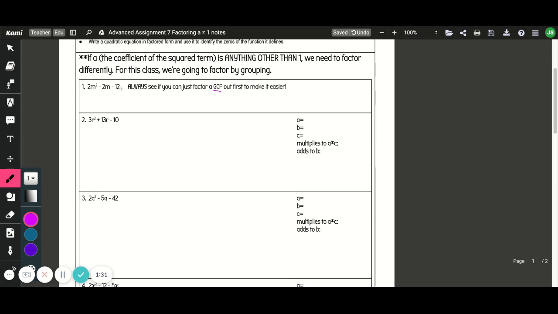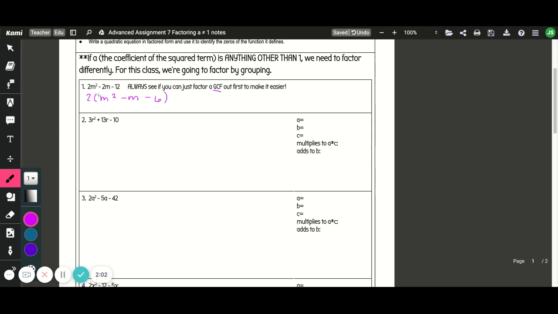So you can see in this one, these are all divisible by 2. So I'm going to factor out a 2 from each of these terms, and pull it out front. If I divide 2 by 2, I get 1m squared. If I divide -2 by 2, I get -1m. And then -12 divided by 2 is -6. So we're doing the opposite of distributing. If I distributed this 2 back in, I would get the initial trinomial.